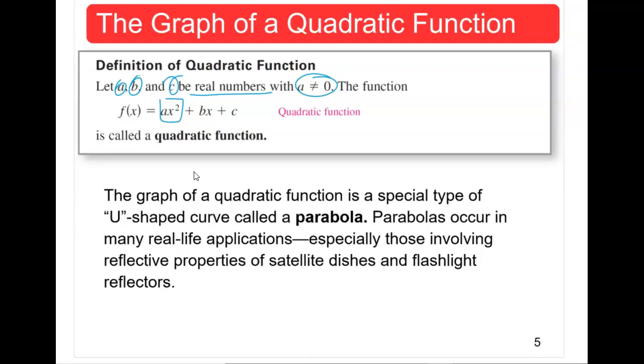So that is the quadratic function, and the shape of this type of function is like a U, and we refer to them as parabolas. Parabolas actually occur in many real life applications, especially those involving reflective properties of, for example, satellite dishes and a flashlight reflector.